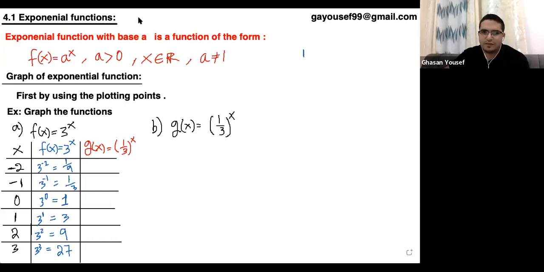Now let's do the red function, the g of x. At 0, 1 over 3 to the power 0, how much? Anything to the power 0 is always 1. So the answer here is 1. Now for minus 1, 1 over 3 to the minus 1, how much? It's not minus 3, it's positive 3. Because the minus, when you go inside the parentheses, changes the numerator to the denominator and the denominator to the numerator. So I will get 3 to the power 1, which is 3. So the answer is 3.